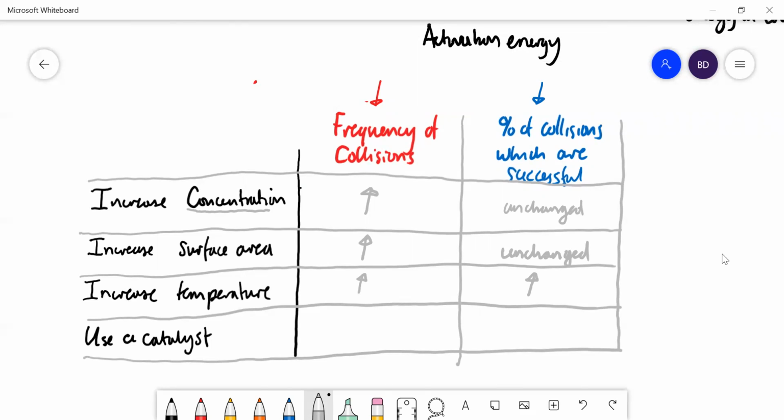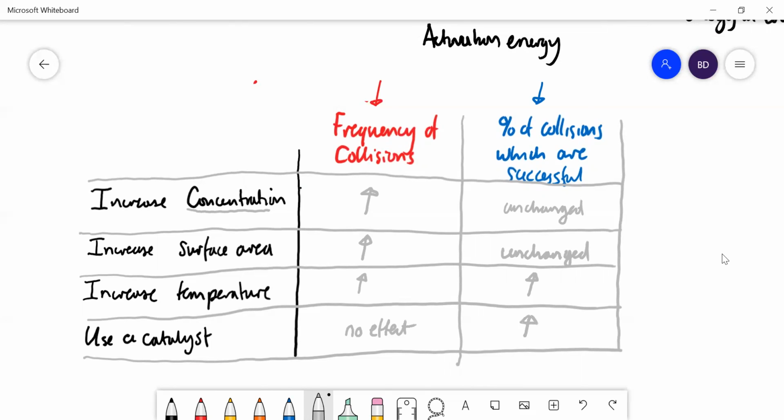They're more likely to have energy greater than the activation energy, the minimum energy which is required for them to react. Now, if you use a catalyst, you have no effect on the frequency of the collisions, but because you've lowered the activation energy, more of those collisions have the necessary minimum energy to react, so the proportion of successful collisions will go up.